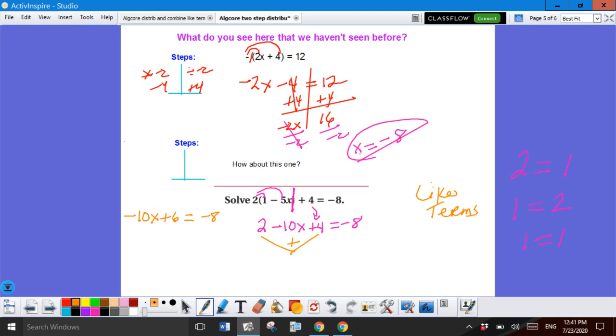Okay, negative 10x plus 6 is equal to negative 8. So that's simple. Now, negative 10 multiply, divide negative 10. Plus 6, minus 6. So go ahead and hit pause and see if you can solve this problem.